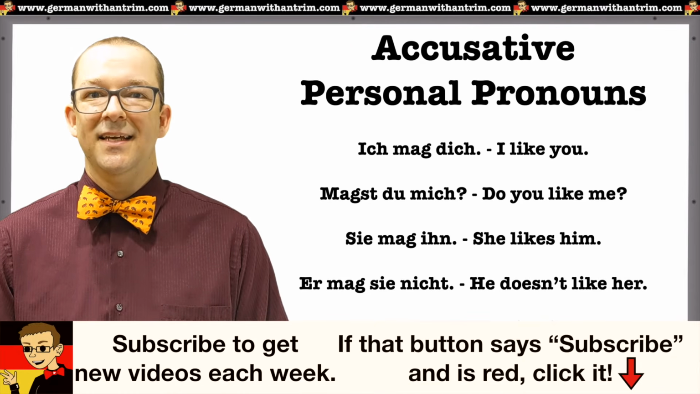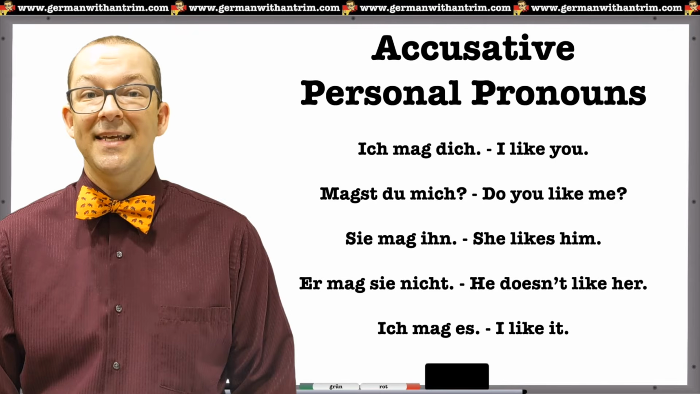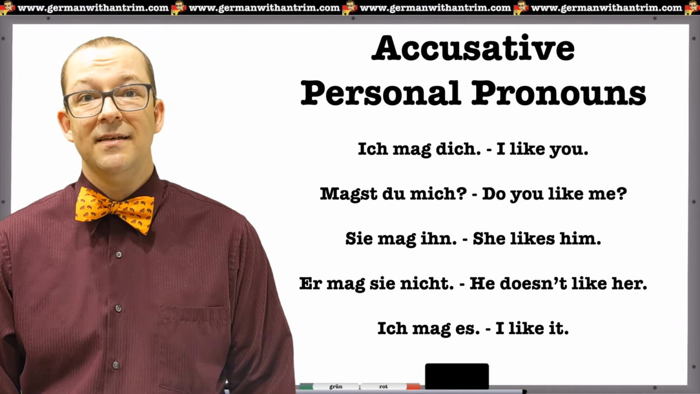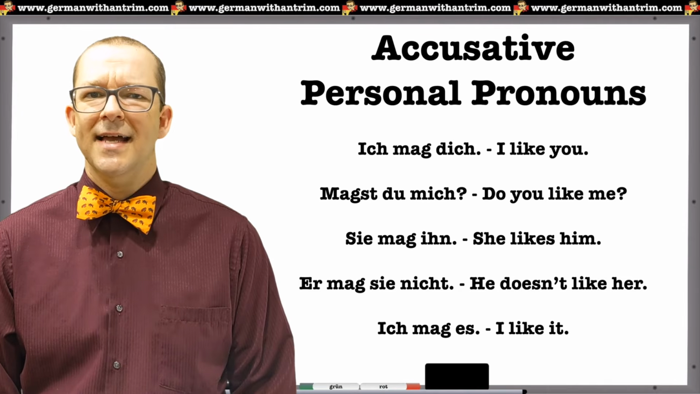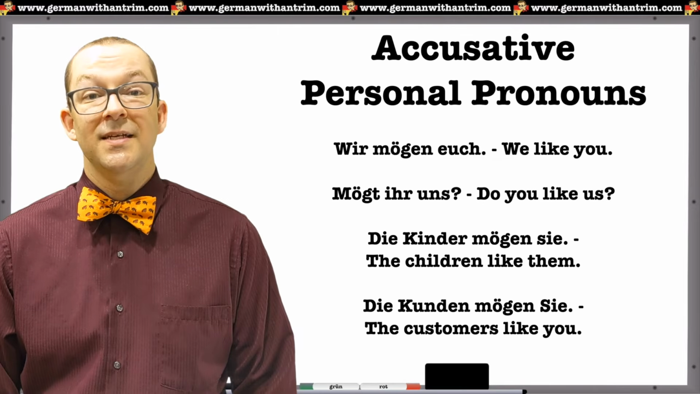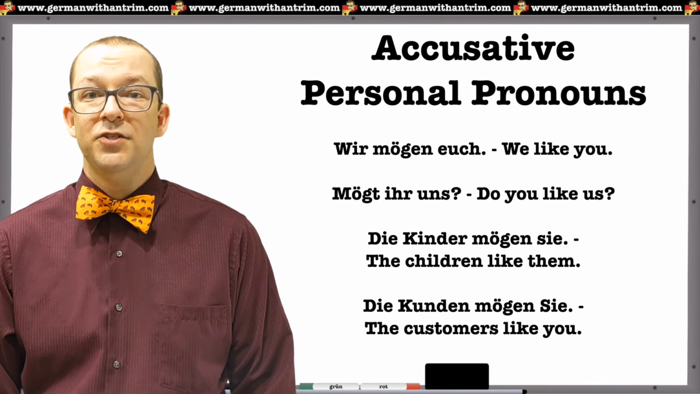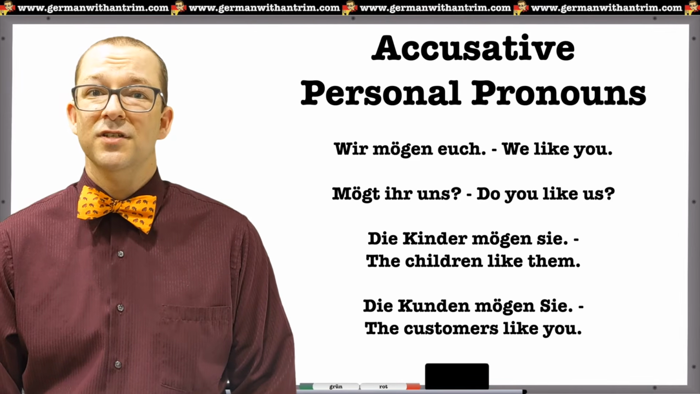Here are a few more stilted examples of how to use these pronouns. Ich mag dich. I like you. Magst du mich? Do you like me? Sie mag ihn. She likes him. Mag sie nicht. He doesn't like her. Ich mag es. I like it. Wir mögen euch. We like you. Mögt ihr uns? Do you like us? Die Kinder mögen sie. The children like them. Die Kunden mögen sie. The customers like you.